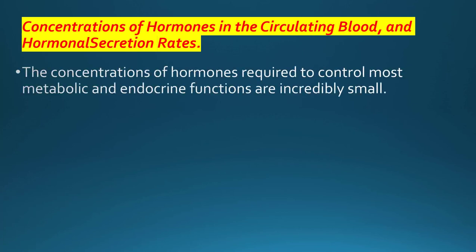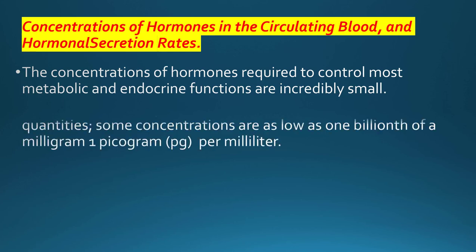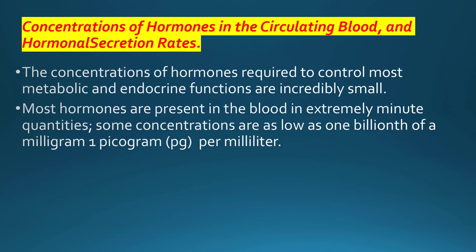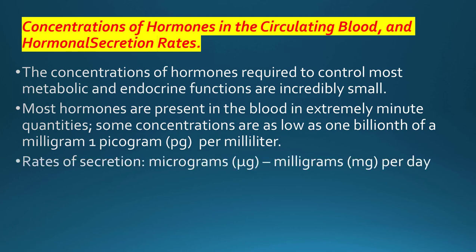Concentration of hormone in the circulating blood and hormone secretion rate. The concentrations of hormone required to control most metabolic and endocrine functions are incredibly small. Most hormones are present in the blood in extremely minute quantities. Some concentrations are a billionth of a milligram, 1 picogram. Picogram is represented by pg per milliliter. Rates of secretion are in micrograms per day or milligrams per day.